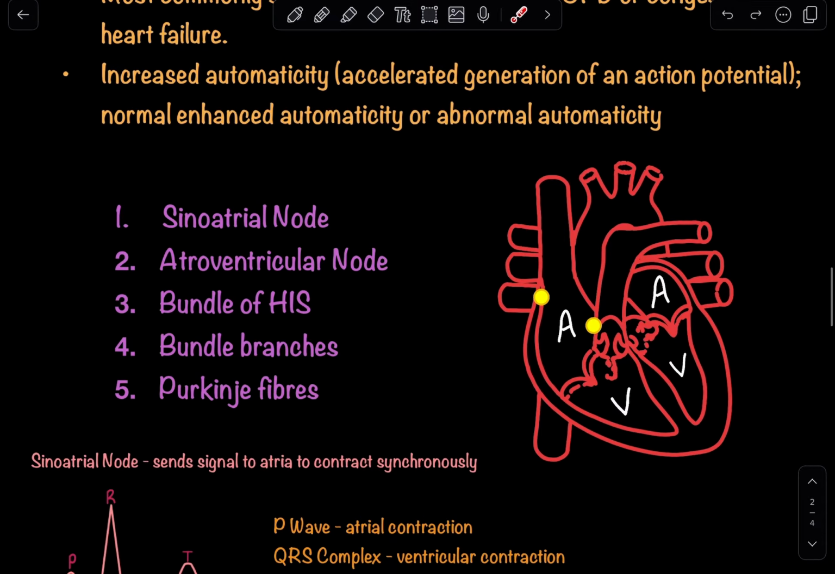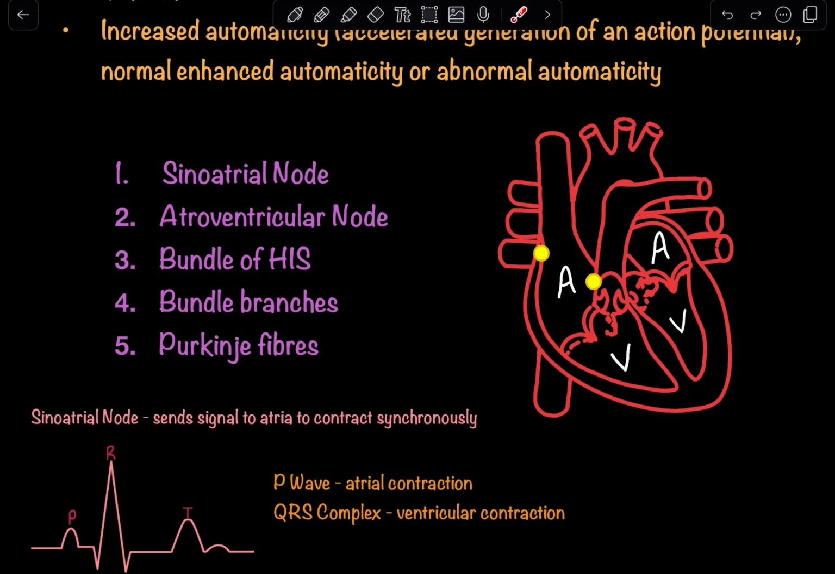So if we look at normal heartbeat, normal sinus rhythm, that initial signal that causes the heart to contract is coming from the SA node, the sinoatrial node. Now, when it sends off that signal, it causes the atria to contract in a synchronous manner, and then that signal is sent off to the AV node, the atrioventricular node, and then there is a brief delay at the AV node because it has a longer refractory period. After that, that signal is passed on to the bundle of His, the bundle branches, and then the Purkinje fibers, causing the ventricles to now contract in a synchronous manner.